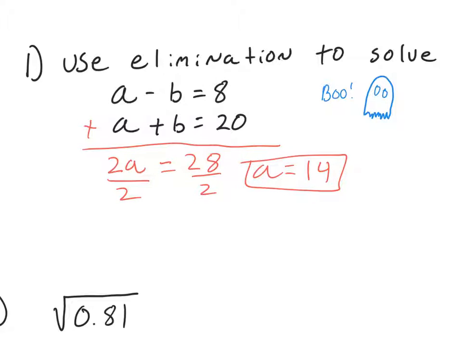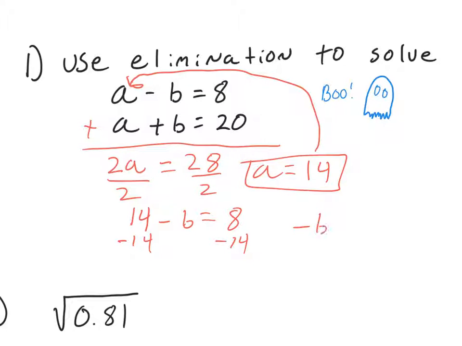So to get b, we're going to take the 14 and substitute it in either equation and solve for b. So let's put it in the first one, and we'll get 14 minus b equals 8. So we'll subtract 14 from both sides, and we'll get negative b equals negative 6. Divide by negative 1, and b is equal to 6.